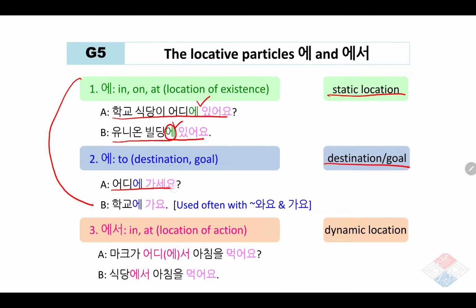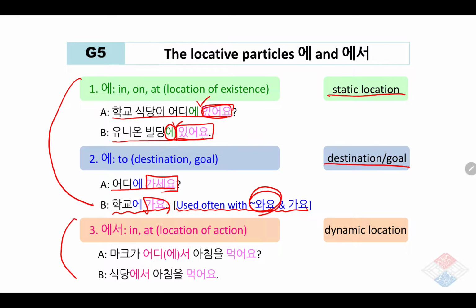And another example for 에, 어디에 가세요? Where are you going? 학교에 가요. You're going there, and it's not particularly dynamic or active sort of thing you do. Used often with 와요 and 가요. So notice that the verbs used with 에 are like 있어요, 가요, or 와요.